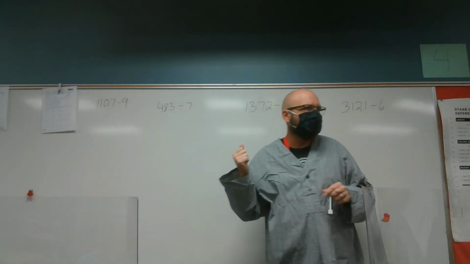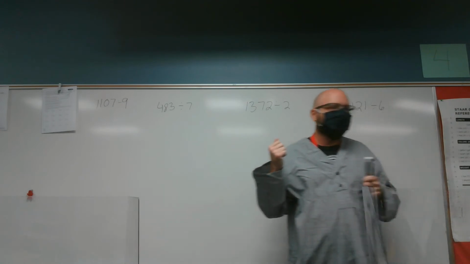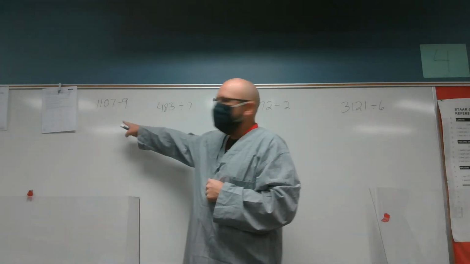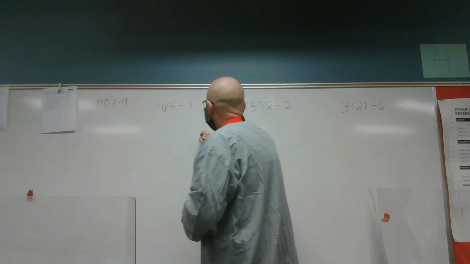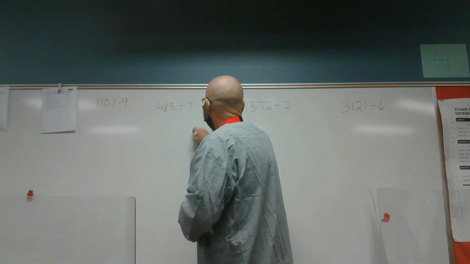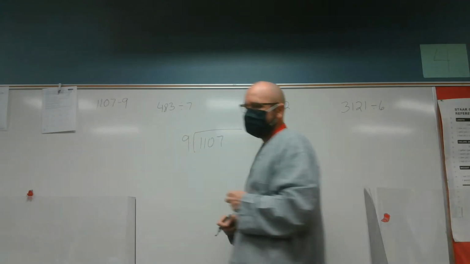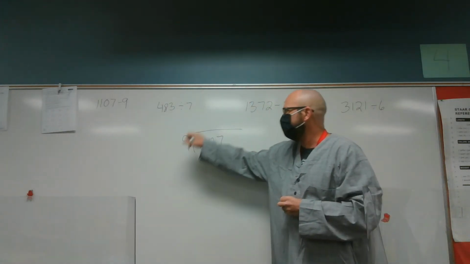What up? We'll start with 1,107 divided by 9. First thing I'm going to do is write it like this. Remember my dividend, my divisor, and my quotient.